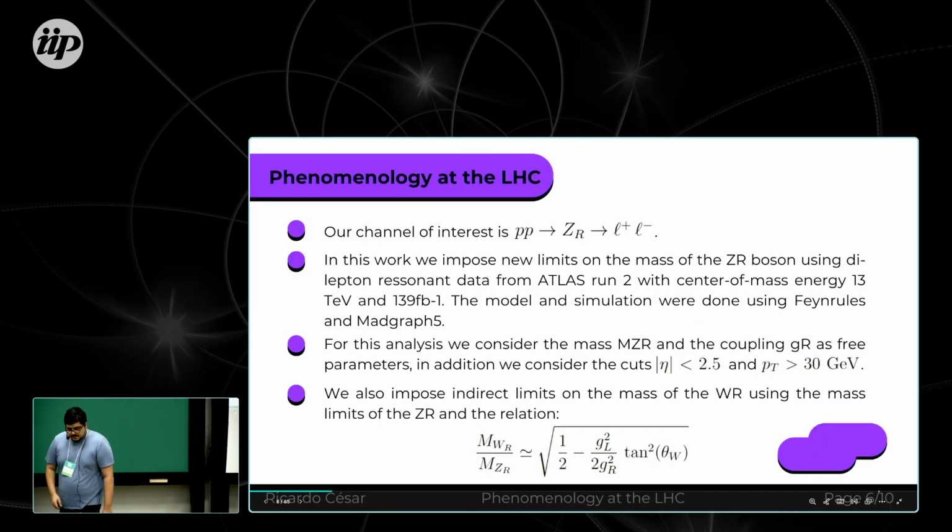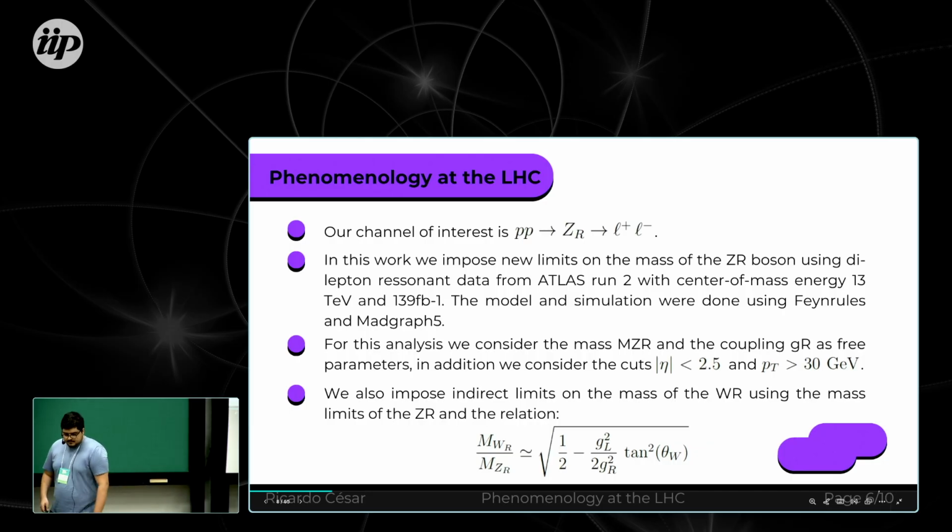So the idea of this paper is to impose limits on the ZR boson. And using these limits, we impose indirect limits on the WR boson. The channel of interest is PP going to ZR and decay into dileptons. For this channel, we use the narrow width approximation, which means that we are considering only cases where the ZR is produced. As I said, we impose limits on the ZR boson using dilepton data from ATLAS Run 2.